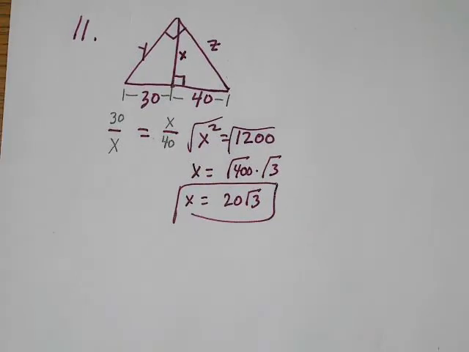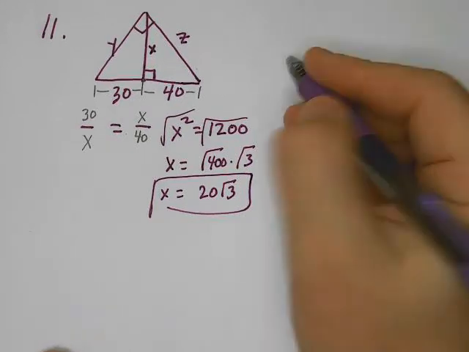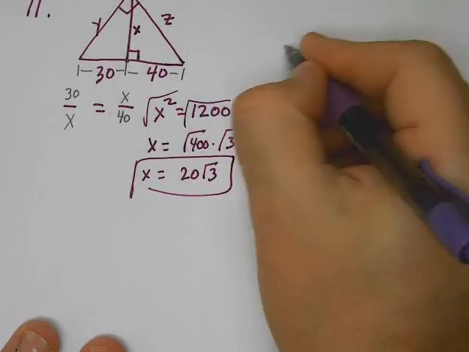And so we end up with radical 3 times 20. Again, if you gave a decimal, that's acceptable. That is in radical form. Okay? All right, let's do another one. But this time, let's solve for y.